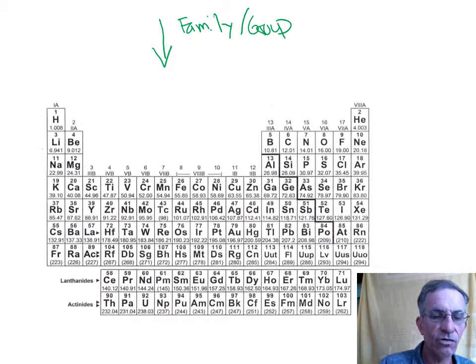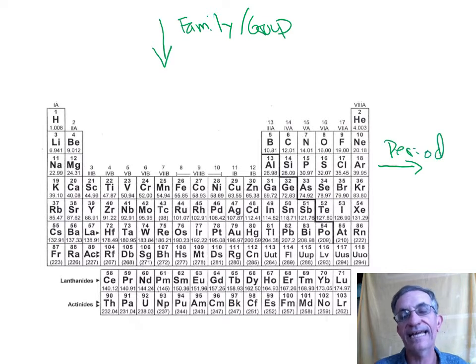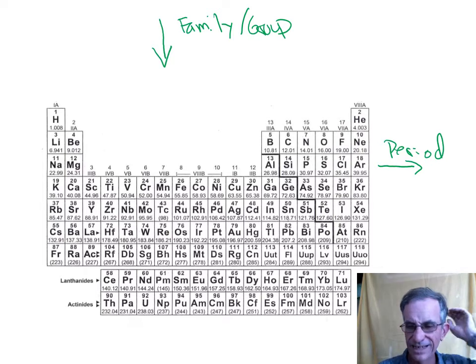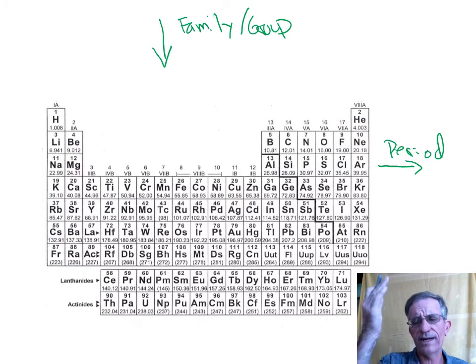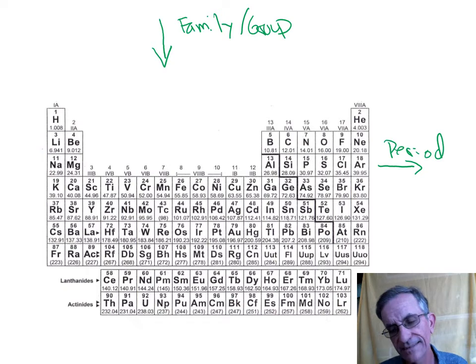Now, going across, this is called a period. So I could say that, for example, silicon and phosphorus are in the same period, or oxygen and fluorine are in the same period. Periods are going across. Now, probably the more important ones are going up and down, right? Because if you're in the same up and down group, you're similar to anybody else in that group.